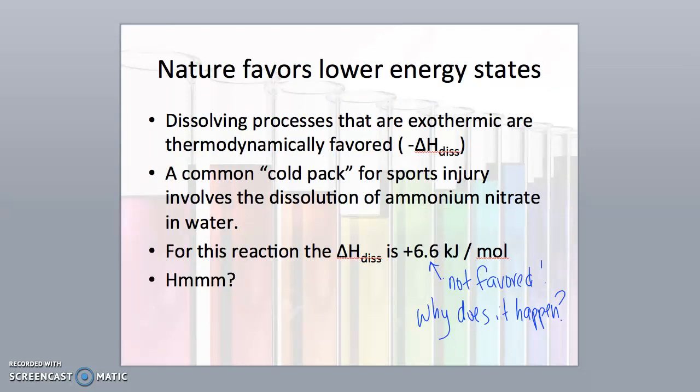What we can say is that nature favors lower energy states. So if something goes to a lower energy state, it gives off energy, or it's exothermic. With things tending to be exothermic, you would think that if something dissolves, it must be exothermic. But that's not true either. A good example is the cold pack for injuries. What we're doing with the cold pack is dissolving ammonium nitrate in water. And this actually has a positive delta H, which is not favored by nature.